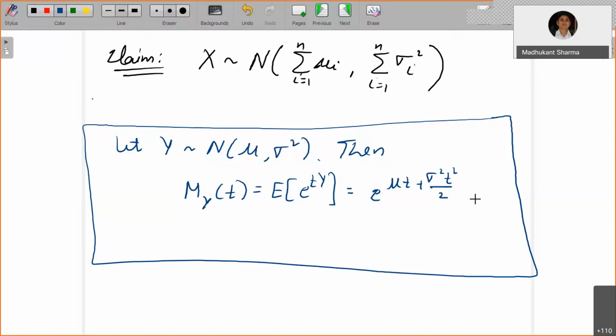Now I'm going to use this as the moment generating function for a normal random variable. If you have a moment generating function of this form, you can certainly extract what mu and sigma square are, since there is a one-to-one correspondence between the distribution function of a random variable and its moment generating function. Now I'm going to find the moment generating function of this sum of independent normal random variables.